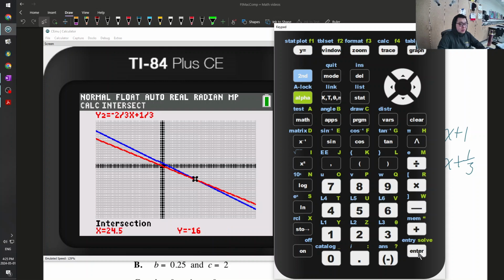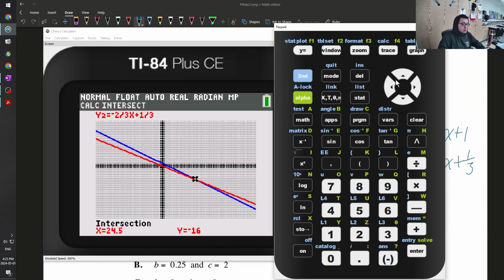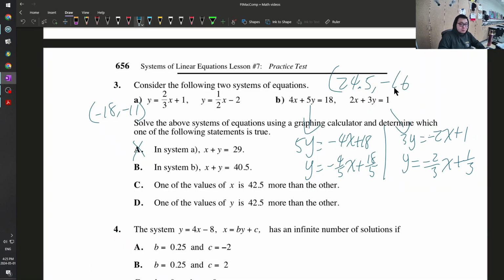Since there is only one intersection, 24.5, negative 16. So x plus y is equal to 40.5? No, it doesn't. It's equal to 8.5, so B is wrong.